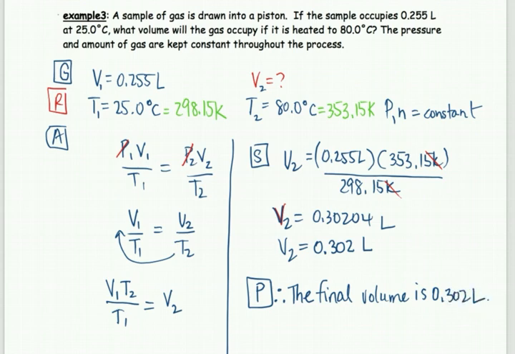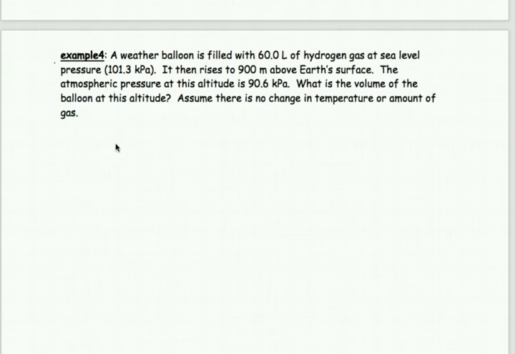Okay, so there we go. All right, here's the next example. Okay, so we have a weather balloon.